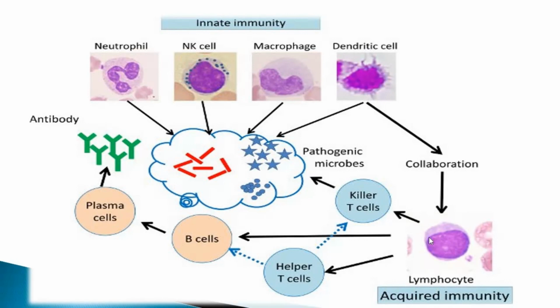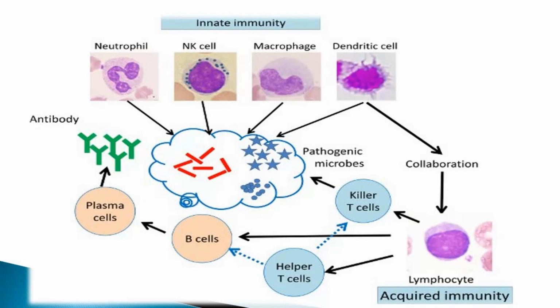Your acquired immunity will respond in two ways. It will respond by producing activated T lymphocytes, which are killer cells, or it will produce helper T lymphocytes, which will go and activate your B cells, your B lymphocytes, and these B lymphocytes will produce antibodies. The antibodies are called immunoglobulins.